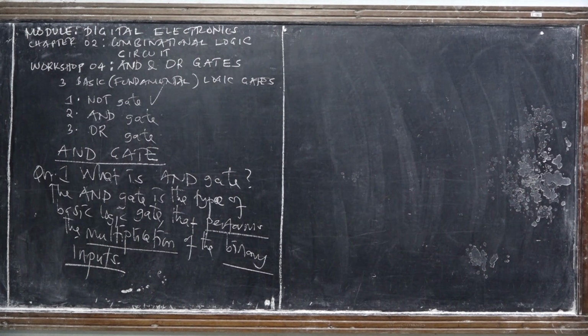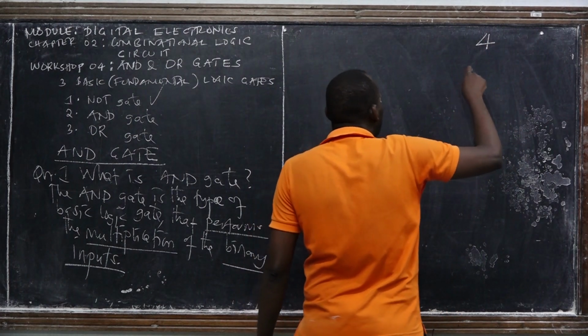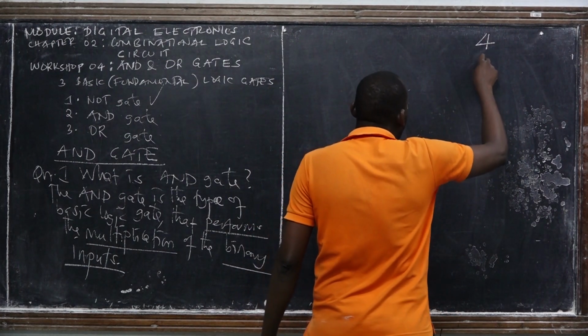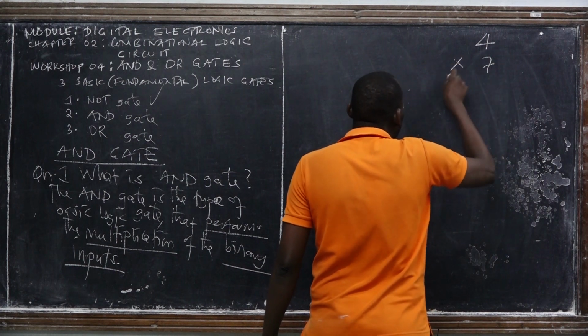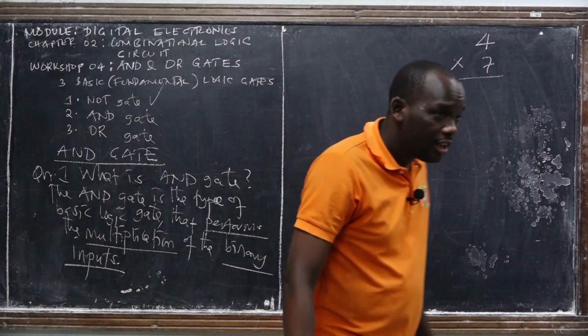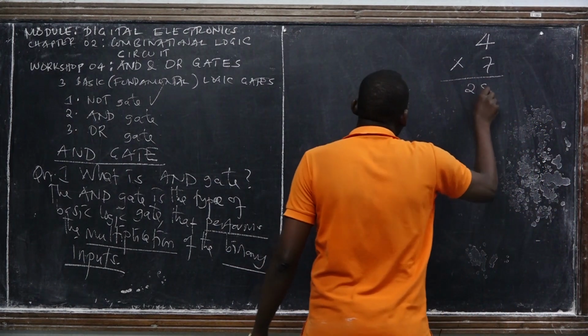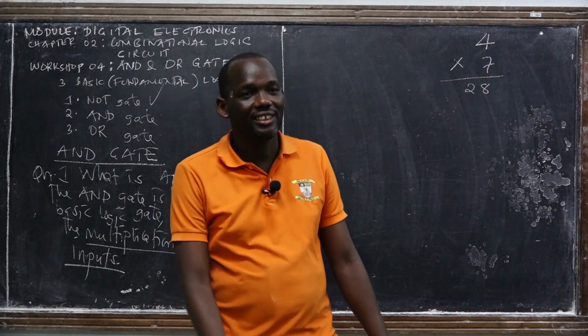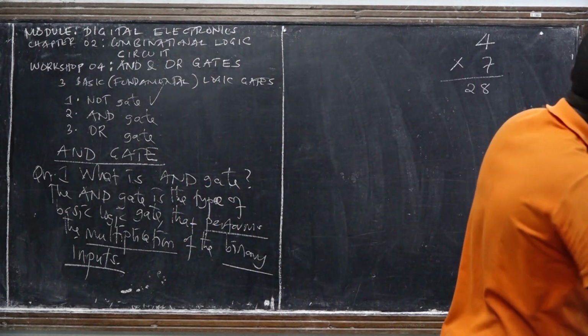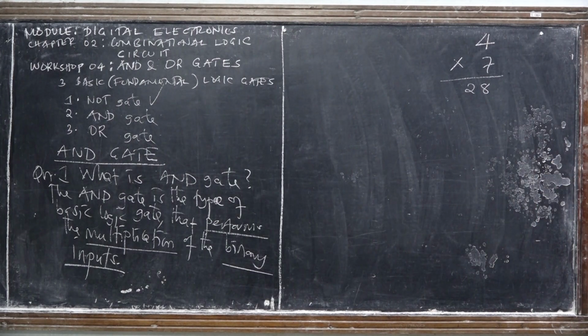Because they understand 1 and 0, we need to process those 1s and 0s. Just like ourselves, if we want to find a multiple, we take 4 and multiply by 7. We used to do multiplication. 4 times 7 is equal to what? 28. Very good. This one we call a decimal number. Say decimal number.